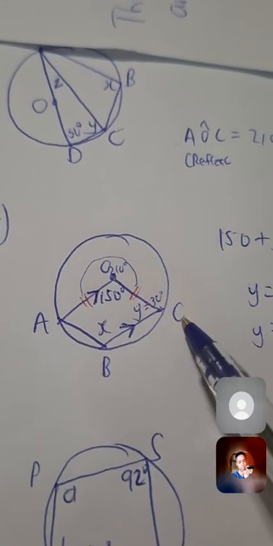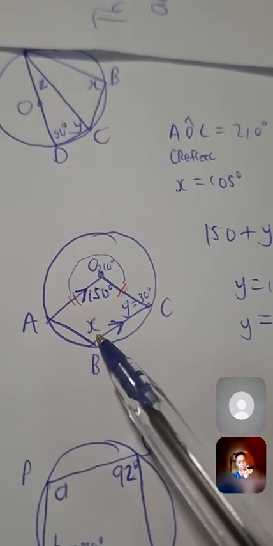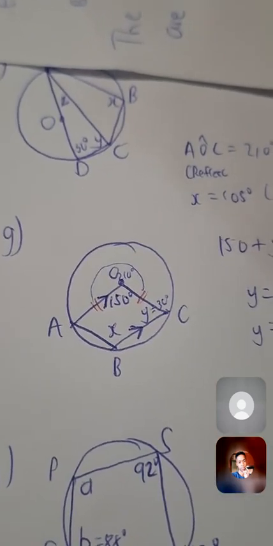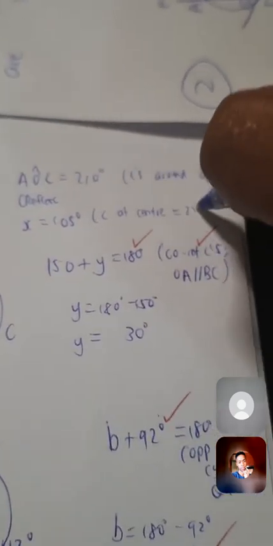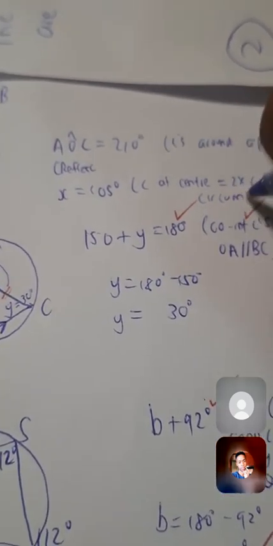And then x will be 105 degrees. Okay, x is 105 degrees. Why? Angle at the center equals 2 times angle at the circumference. Okay, angle at the center equals 2 times angle at the circumference.